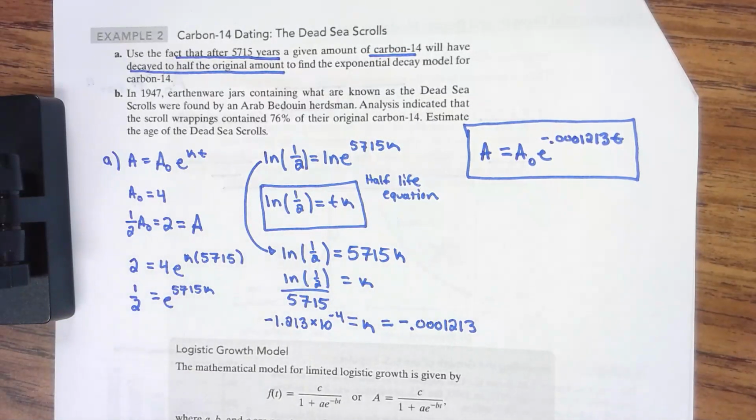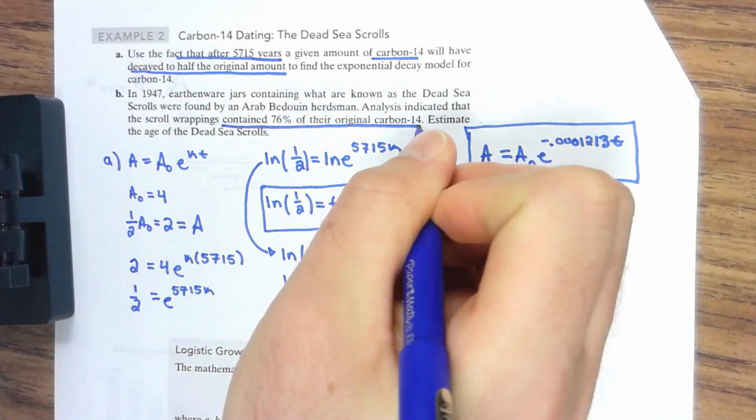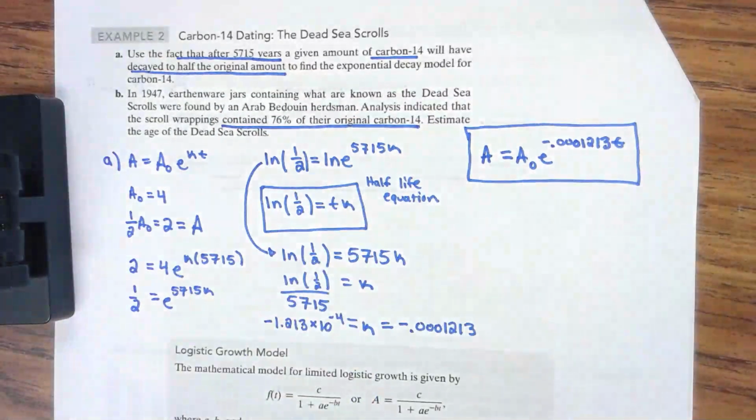All right, so now let's put this equation to use. It says in 1947, earthenware jars containing what are known as the Dead Sea Scrolls were found by an Arab Bedouin herdsman. Analysis indicated that the scroll wrappings contained 76% of the original carbon-14. Estimate the age of the Dead Sea Scrolls. Okay, so we're solving for the time here.